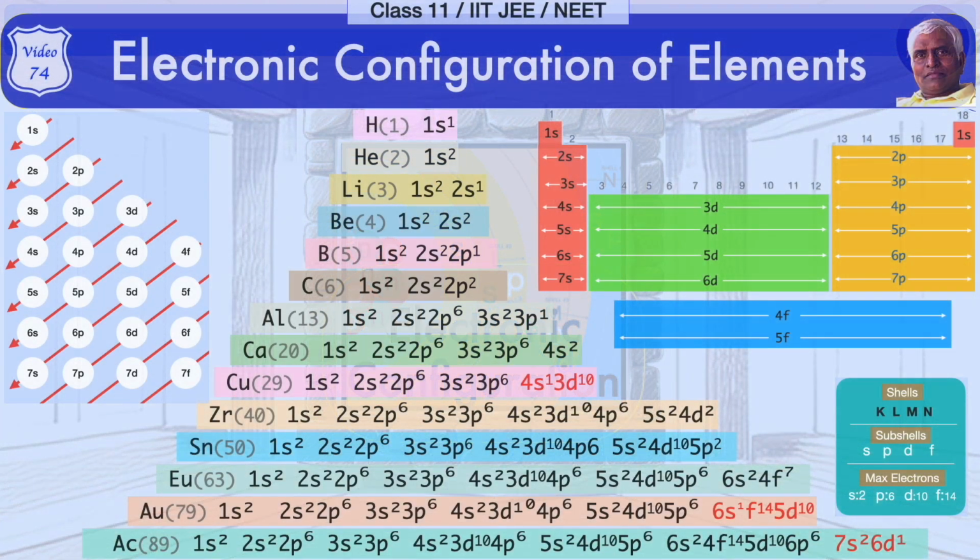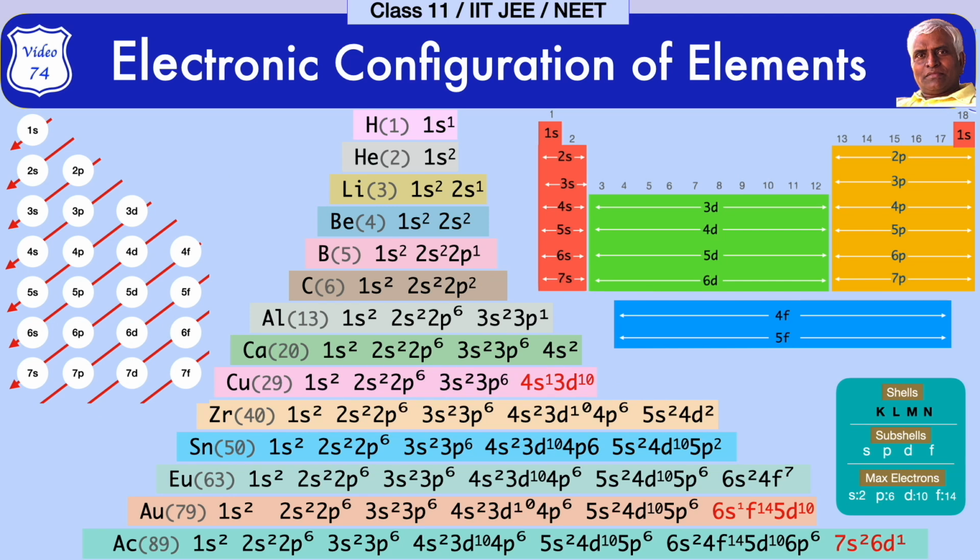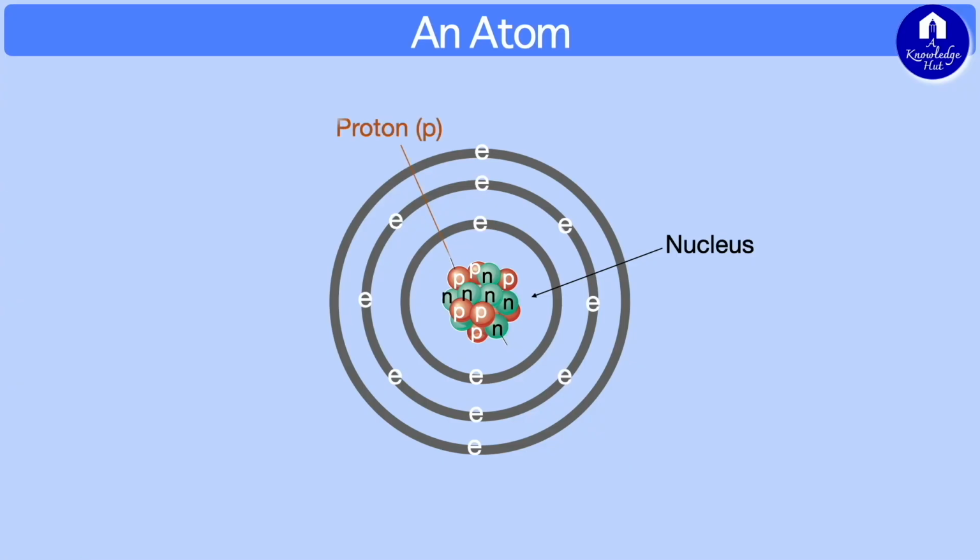In this video, we learn about the electronic configuration of elements. We see how electrons are arranged in different shells, subshells and orbitals, and discover rules and principles governing the electronic configurations. Let's get started. Electrons are much lighter and less tightly bound than protons and neutrons.